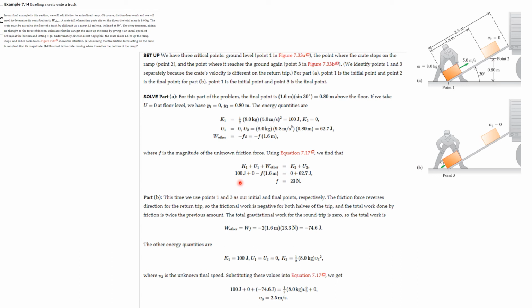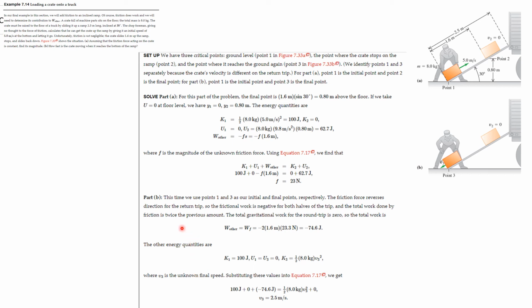Well, there's only one unknown here. This is 100 plus 0. This is minus f times 1.6. This is 0, and this is 62.7. We solve that using algebra for this f. We get f is 23 newtons. So that is the first part of the problem.